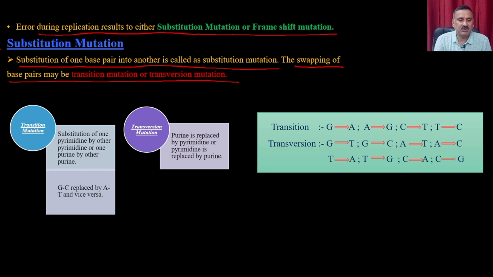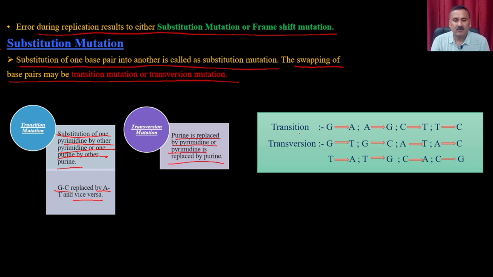So, what are transition mutations? Substitution of one pyrimidine by another pyrimidine, or one purine by another purine, is called a transition mutation. For example, G to C is replaced by A and T and vice versa. So, in that case, it is going to cause the substitution mutations. Then you have the transversion mutations. So, a purine is replaced by a pyrimidine, or a pyrimidine is replaced by a purine.